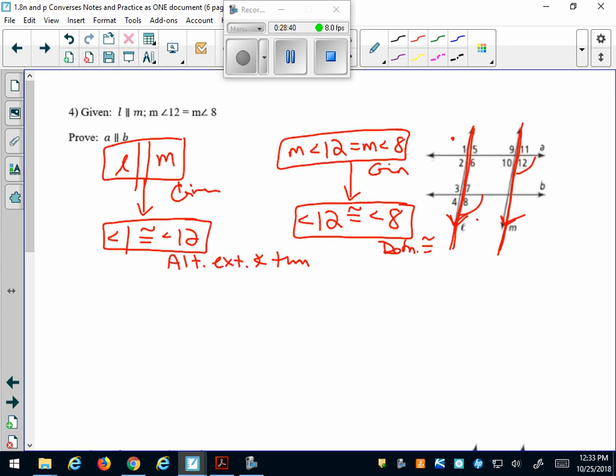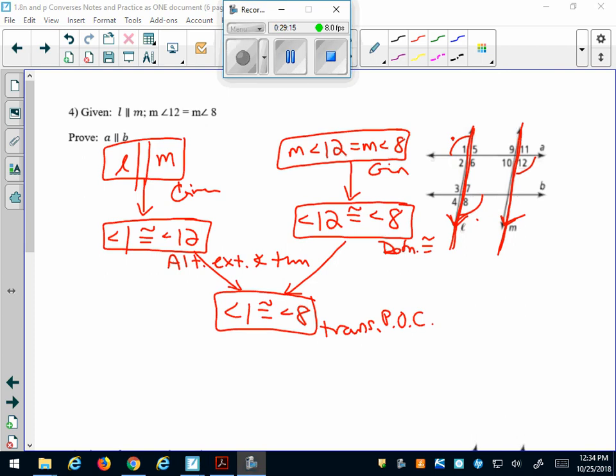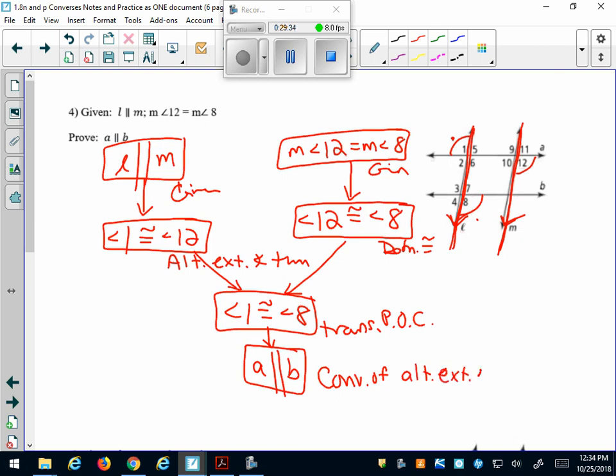So what conclusion could we make then? If 1 is congruent to 12 and 12 is congruent to 8, what conclusion could we make? Alan? Good. Well, now, if 1 is congruent to 8, now what conclusion can we make? So what conclusion could we make here? Peter? Not congruent. Parallel, and what's the reason? Perfect. Yep. Converse of alternate exterior angles theorem.